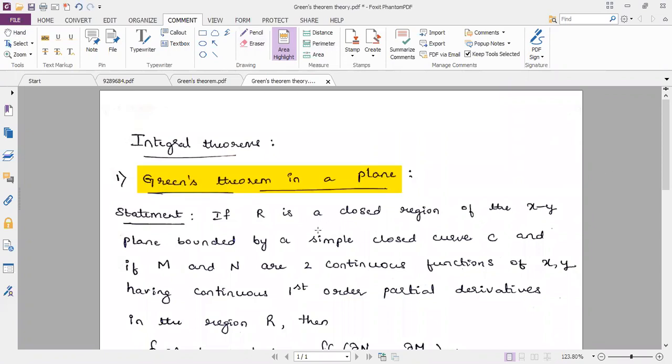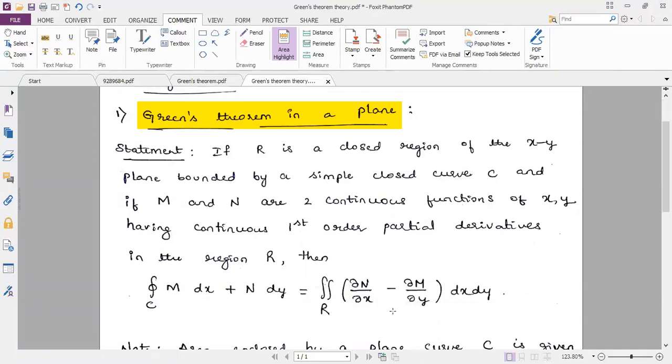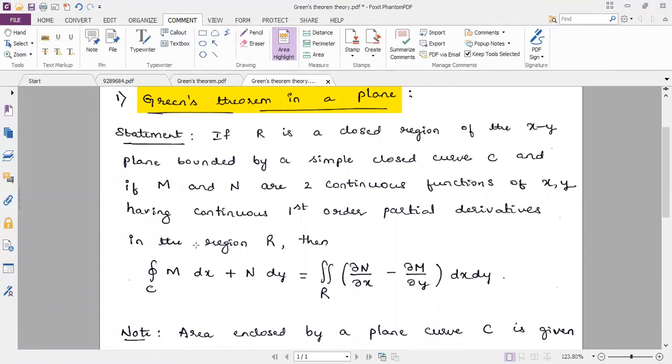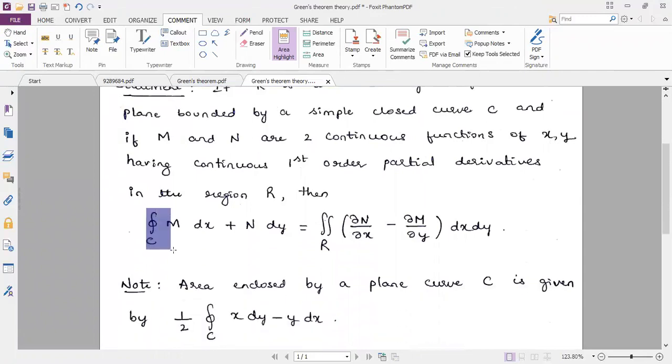Statement: if R is a closed region of the xy plane bounded by a simple closed curve C, and if M and N are two continuous functions of x, y having continuous first order partial derivatives in the region R, then Green's theorem in a plane is given by the integral over the closed curve C of M dx plus N dy is equal to the double integral over R of (del N by del x minus del M by del y) dx dy.